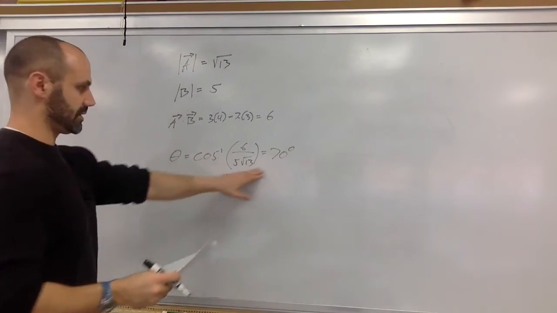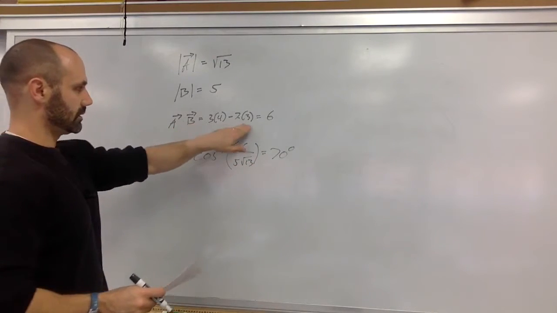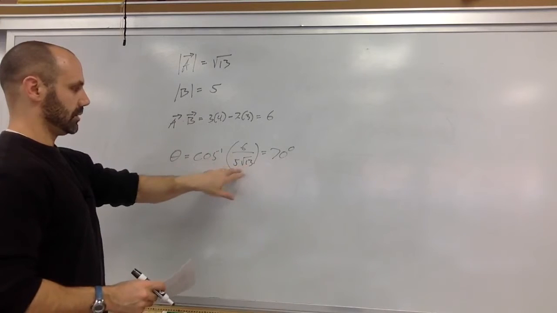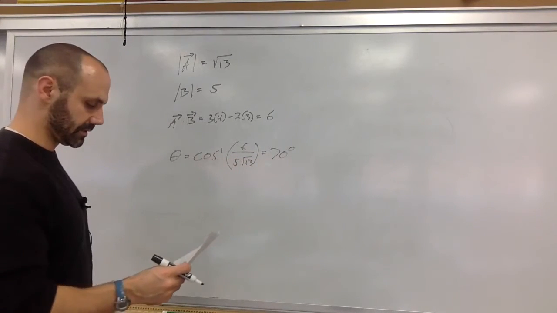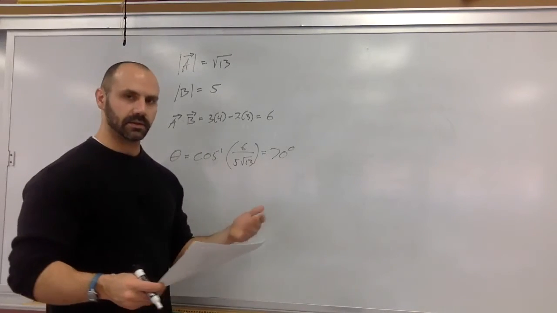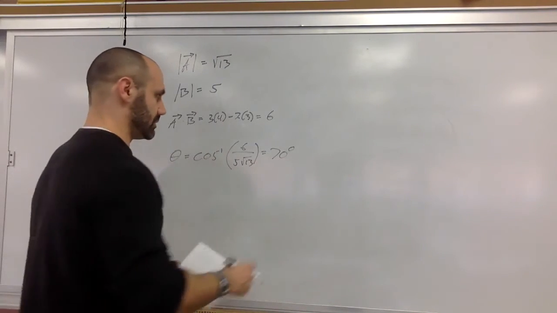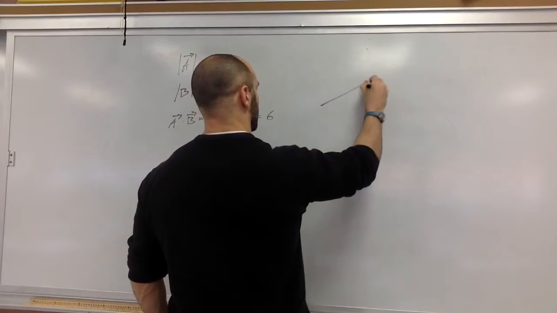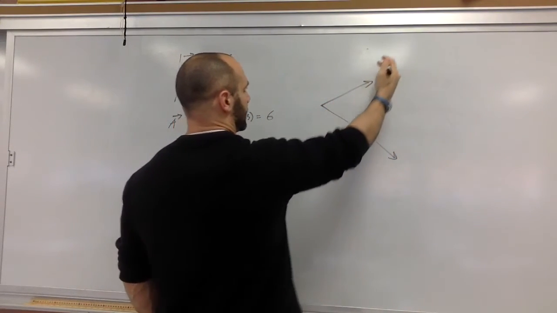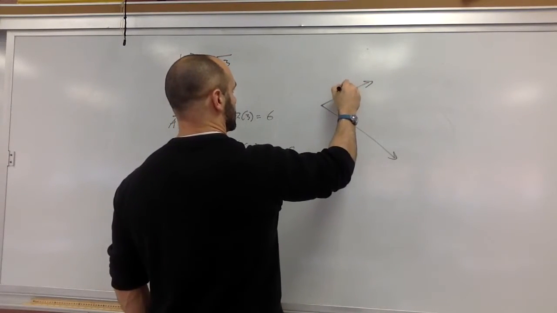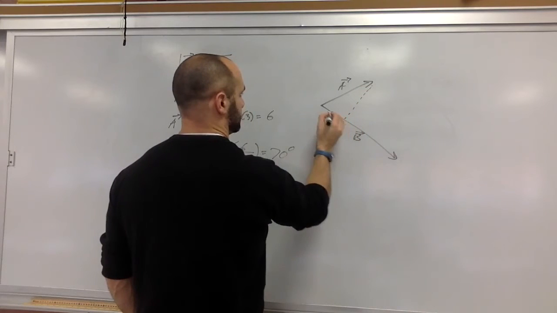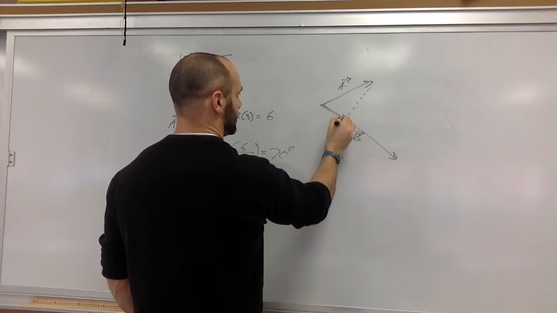Okay, so the answer to part A is 70 degrees. This is the dot product. These are the magnitudes. So inverse cosine of the dot product over the product of the magnitudes gives me 70 degrees. Now I want to find the component of A that's in the direction of B. In other words, if this is A and this is B, I want to know if I were to project A onto B, like a perpendicular projection, how much of A is in the direction of B?